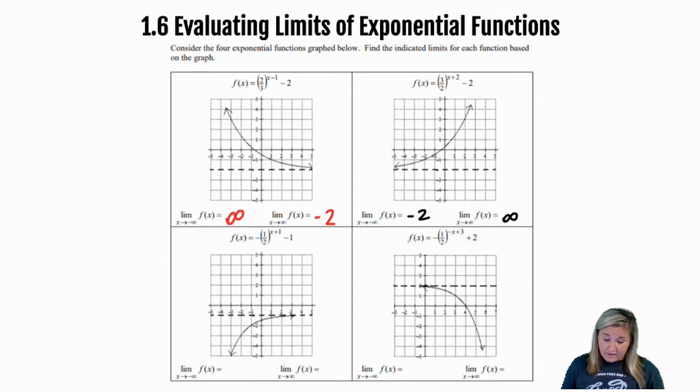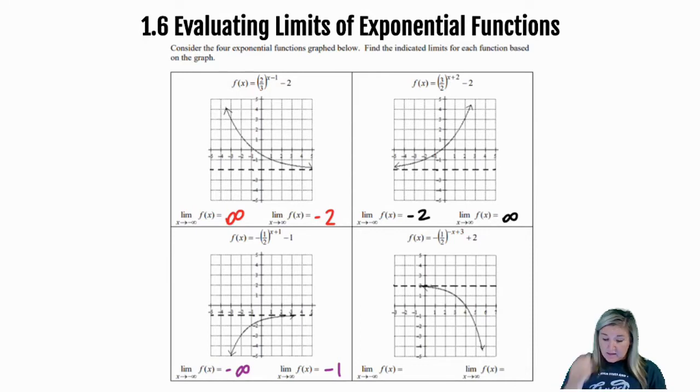And then we have f of x is equal to -1/2 to the x plus 1, minus 1. So the limit as x approaches negative infinity, moving to the left, our y values are going to reach negative infinity as well. And then as the graph moves to the right, it's going to get really, really close to that horizontal asymptote, which is at -1.